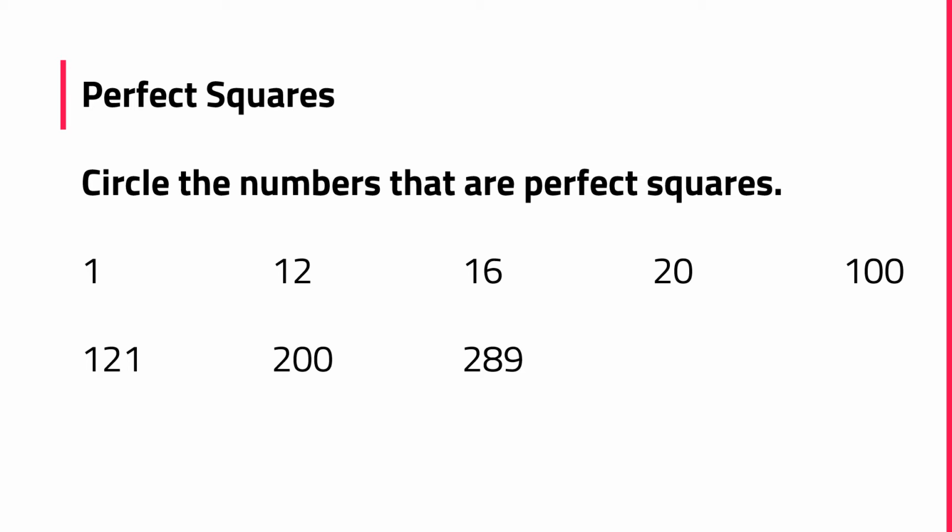Let's practice. We're going to circle the numbers that are perfect squares, meaning a number times itself gets me there. So let's start with 1. 1 times 1 is 1. So that's good. Yes, that is a perfect square. Is there a number times itself that gets me to 12? 3 times 3 is 9. 4 times 4? No, not good. 16, is there a number times itself that gets me to 16? Yeah, 4 times 4, that's good.